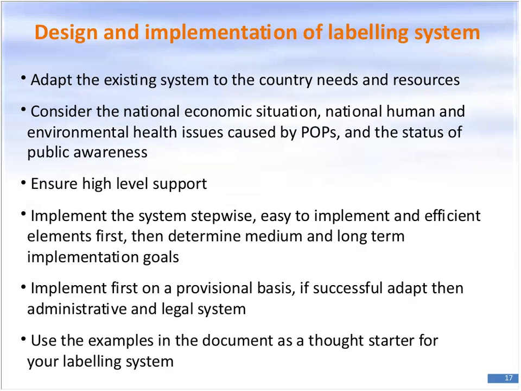So when you design and implement a labeling system, you could adapt an existing system to the country's needs and resources. There you consider your economic situation, the health issues caused by POPs, the status of public awareness, and high-level support. Then you could implement the system stepwise with medium and long-term implementation goals. You could do it first provisionally and then adapt the system. And you could use this example in the document, which will hopefully be on the website, as a starter for your labeling system. Next slide.